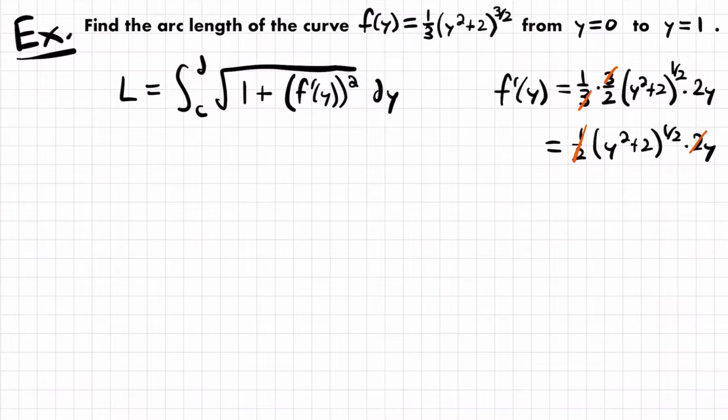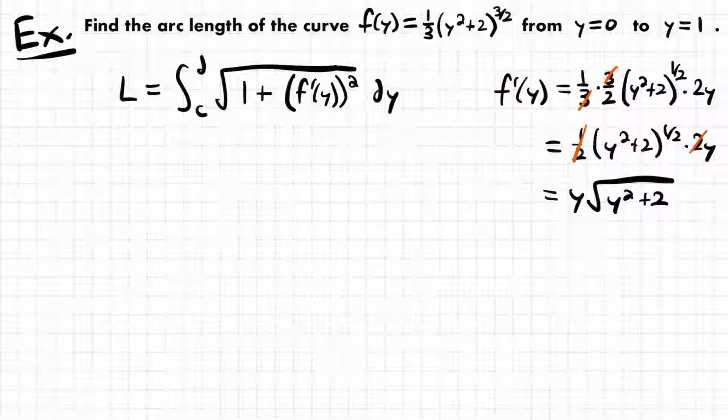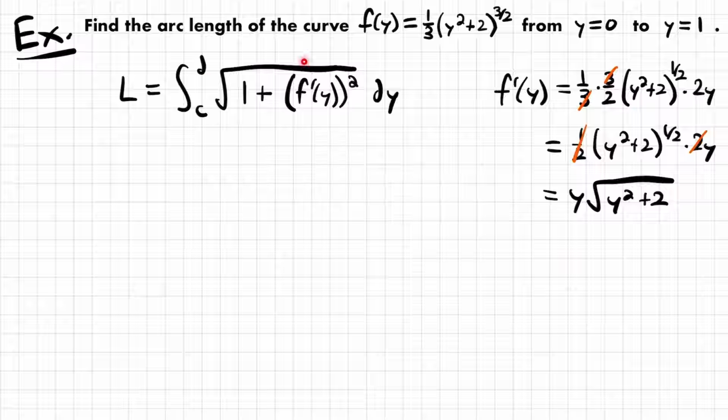And so what we have is that this is equal to y times this quantity to the 1/2 power, which is the same as the square root. So we'll have the square root of y squared plus 2. Okay, so that's our derivative, f prime of y. And so we can plug that in to our arc length formula.